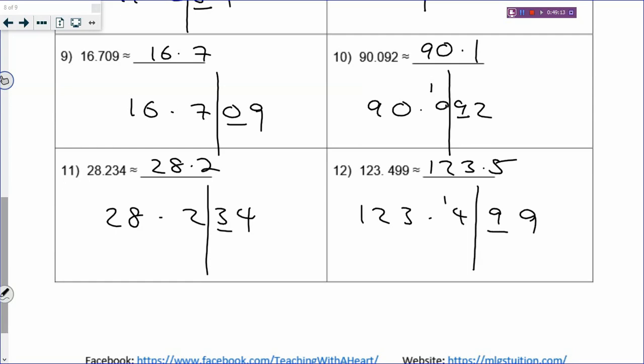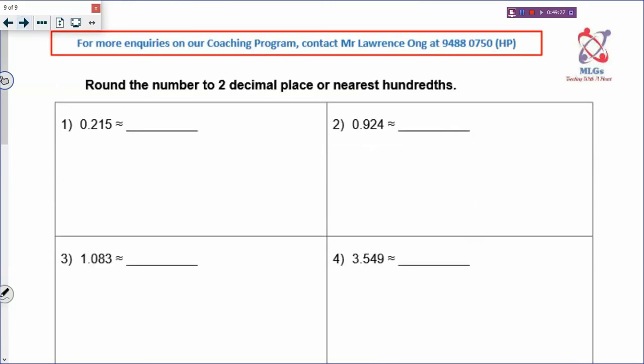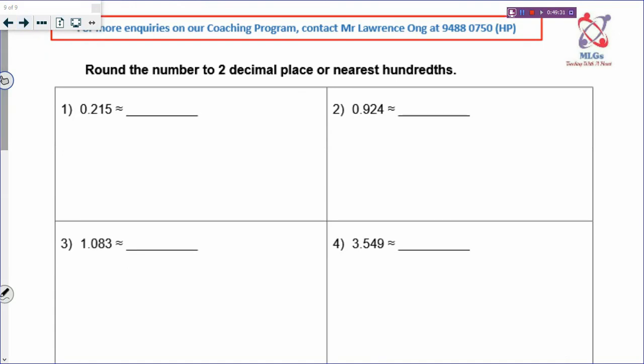So by now you should be able to understand how to round off to the nearest whole number and one decimal place. If you still get confused, then I think you should play back the video again. It's not that hard to round off. Okay, last page. Rounding off to two decimal places, which you will also find in your exam.